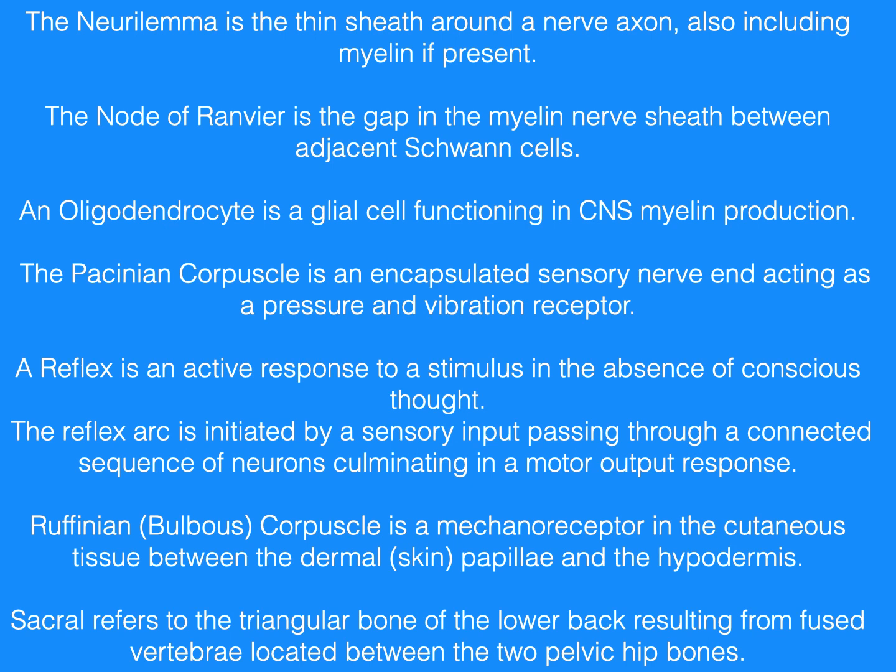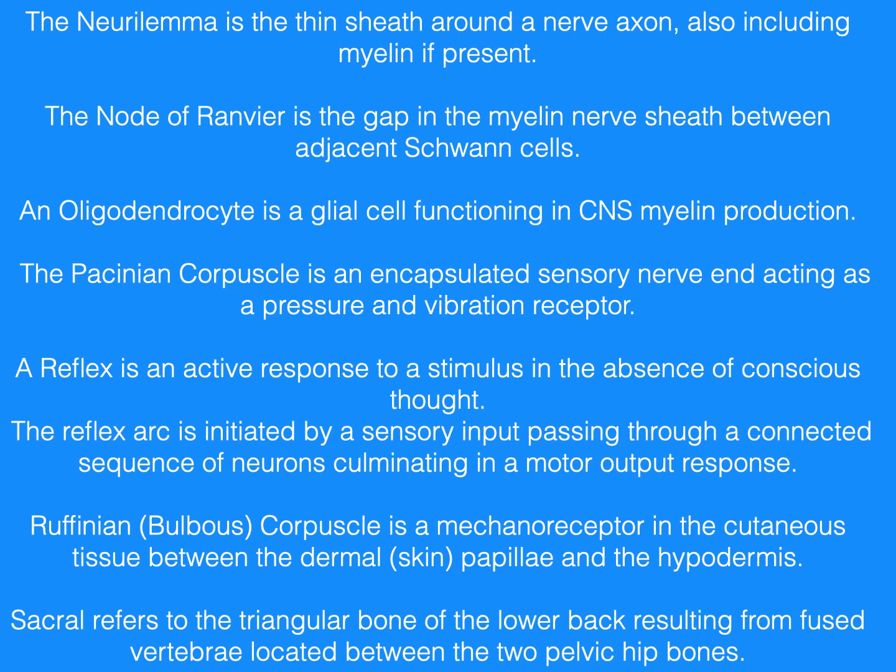The Pacinian corpuscle is an encapsulated sensory nerve end acting as a pressure and vibration receptor. A reflex is an active response to a stimulus in the absence of conscious thought. The reflex arc is initiated by a sensory input passing through a connected sequence of neurons, culminating in a motor output response. Ruffinian corpuscle is a mechanoreceptor in the cutaneous tissue between the dermal papillae and the hypodermis.